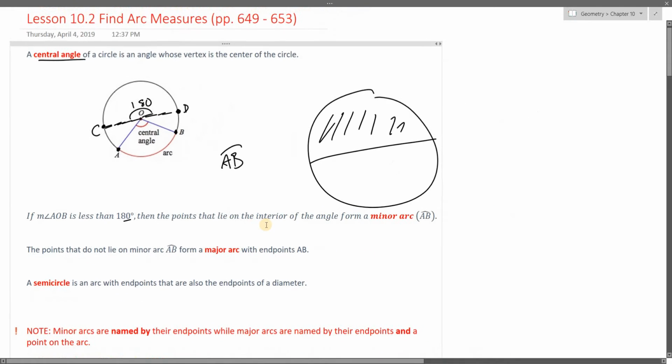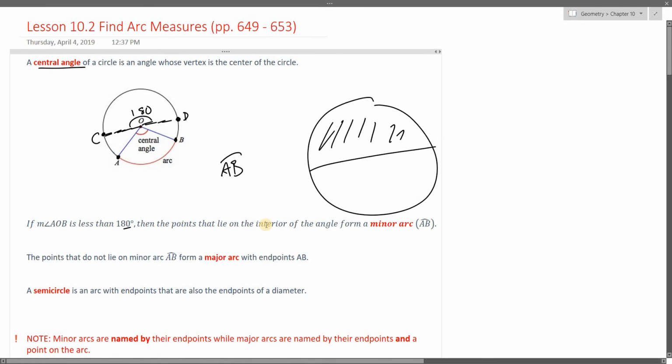So I'll take a moment, zoom out here, and let you get some of the notes. But the important terminology is here. You need to first of all know what a central angle is. It's an angle whose vertex is at the center. You also need to know what a major and minor arc would be. If the arc is smaller than 180 degrees, maybe I should write that as well.